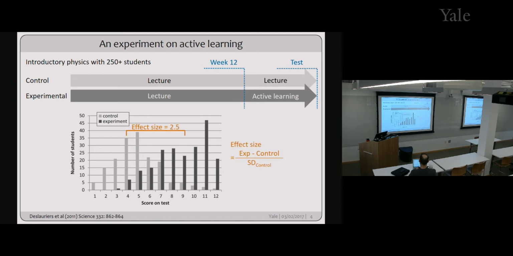The standard measurement to compare different outcomes is something called effect size, which is the mean of one group versus another divided by the standard deviation. So it's really normalizing to how many standard deviations the difference is. In this case, the difference is about 2.5 standard deviations between the active learning group, who scored much better on the test, and the traditional lecture group.